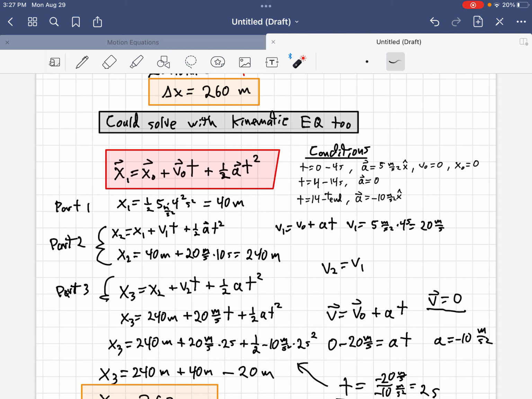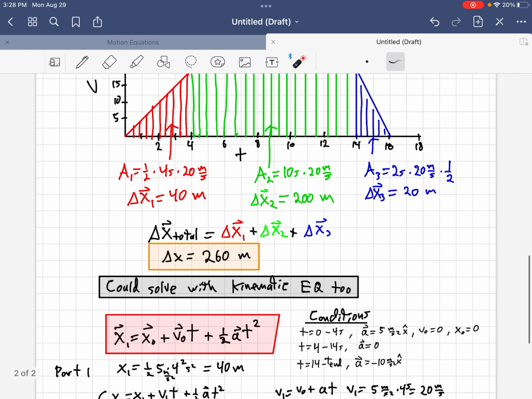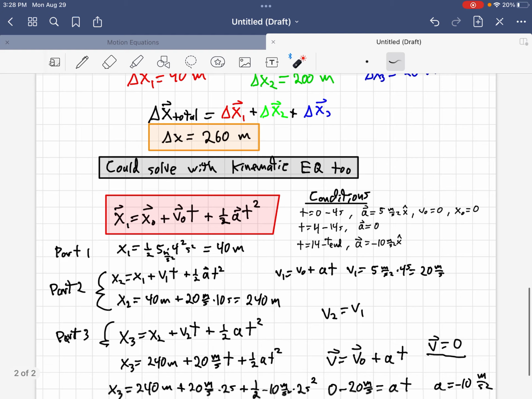So in this first time period where we're accelerating, we set our initial velocity to 0 and x naught is 0. So this term goes to 0, and this term goes to 0 because v naught is 0. So how far have we gone in 4 seconds? Well, we have an acceleration of 5 meters per second squared times 4 seconds squared. And when you plug that in, you can see that we travel 40 meters, and that's the same as we derived with this graphical method here.